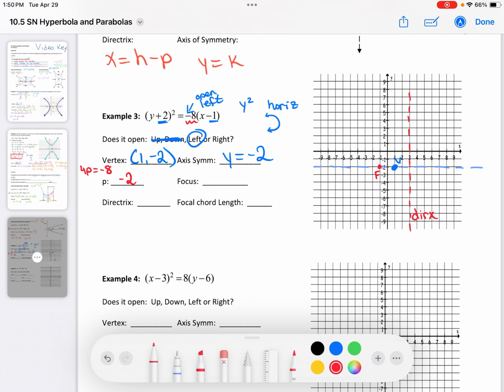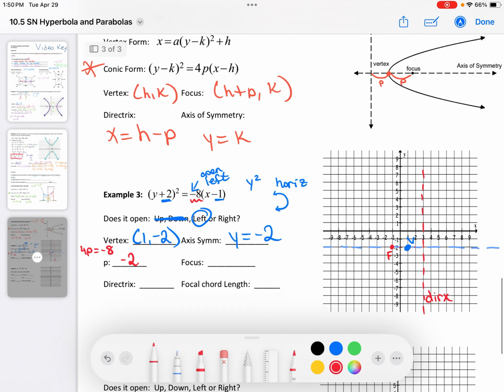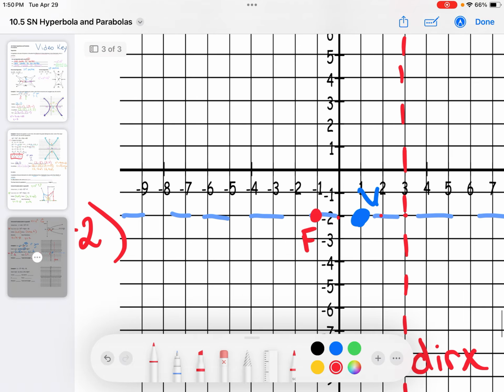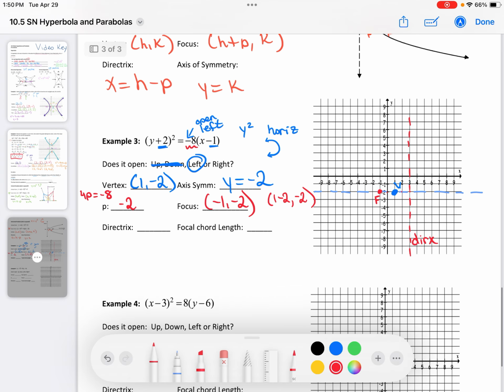Okay, so that focus was 2 units left. We can use this formula, H plus P, comma K. H is 1, P is minus 2, comma, K is negative 2. That focus is negative 1, negative 2. And if we look at where that got plotted, negative 1, negative 2 is where that landed.